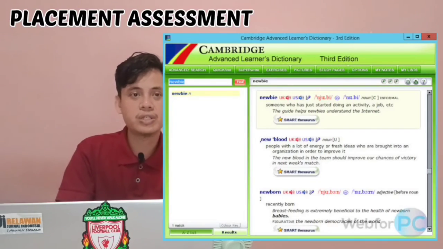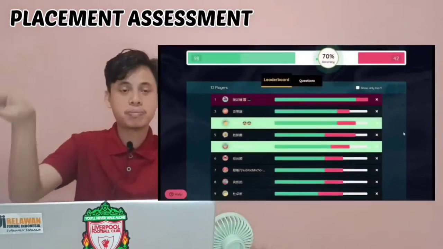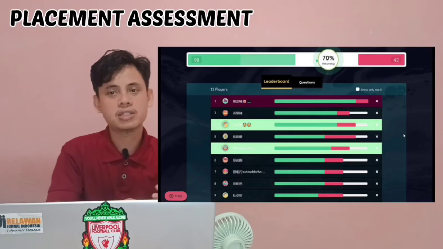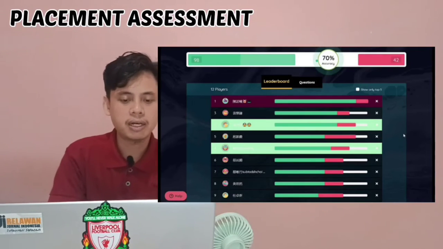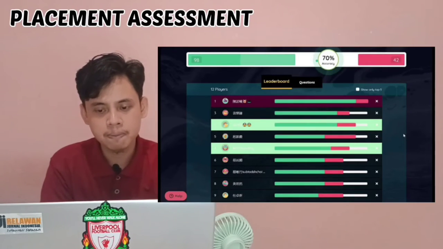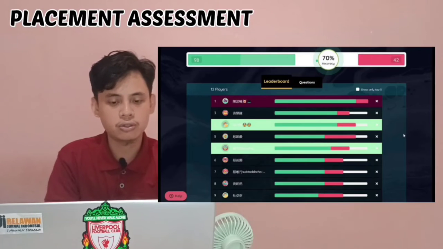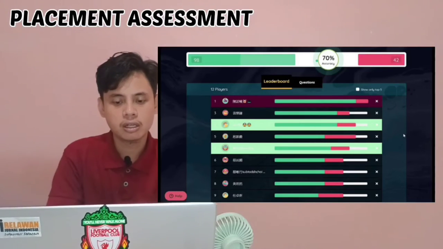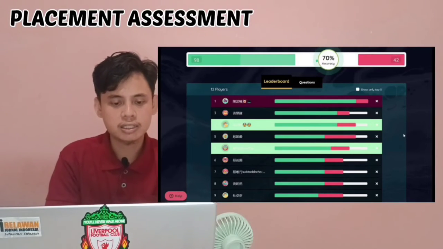Or even you can use quizzes where you can put it on the big screen. You can see the students are competing actually, but that depends on the situation and atmosphere where you teach English.